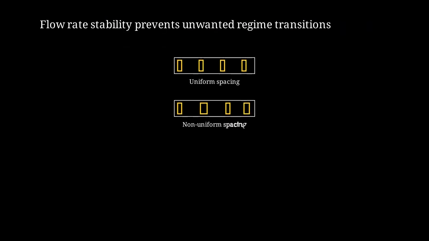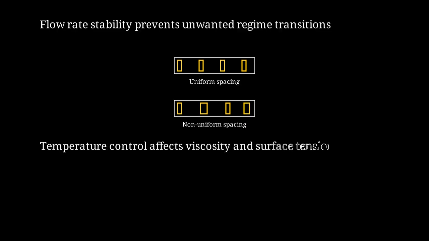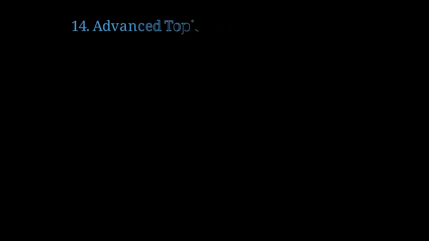Stable operation produces droplets with uniform size and spacing, while unstable conditions lead to irregular patterns with varying droplet sizes. Temperature variations change fluid viscosity and surface tension, potentially causing drift in operating conditions over time. Beyond two-phase flows, three-phase systems with gas, aqueous, and organic phases create even richer phenomenology.